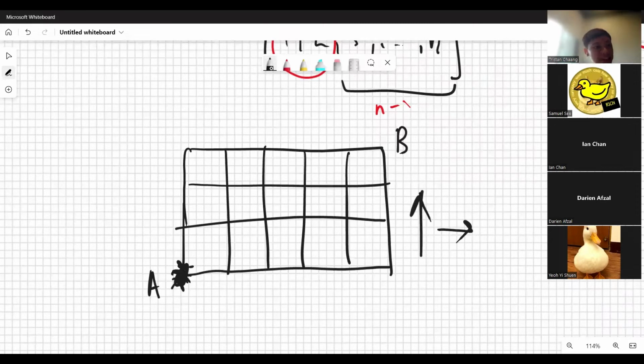So basically the spider is impatient. It wants to get to B in the shortest distance. It can only go up and right. So how many ways are there for the spider to go from A to B?